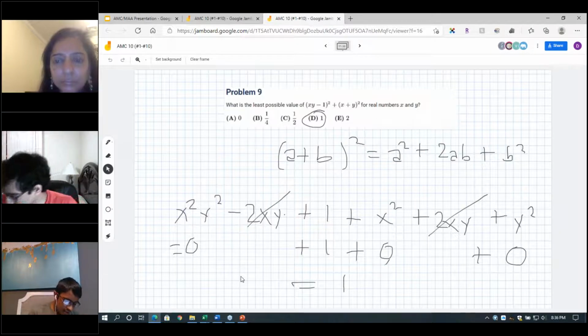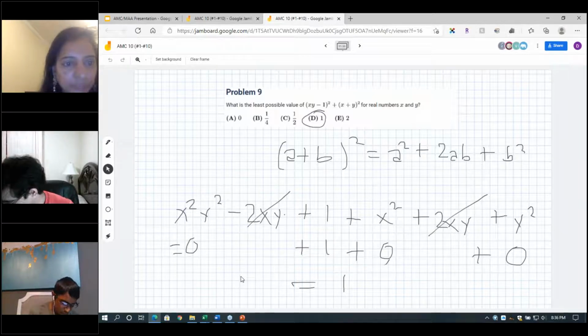And we can see that if x and y are both 0, then x squared y squared is also equal to 0. So it is possible for all 3 of the perfect squares to be equal to 0. So we have this +1 still. 0 plus 1 plus 0 plus 0 is simply equal to 1.